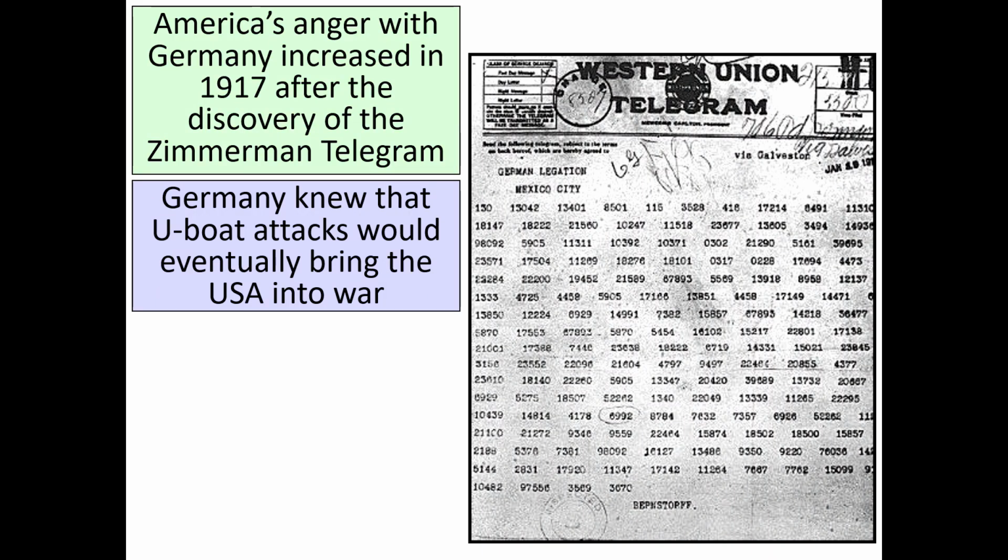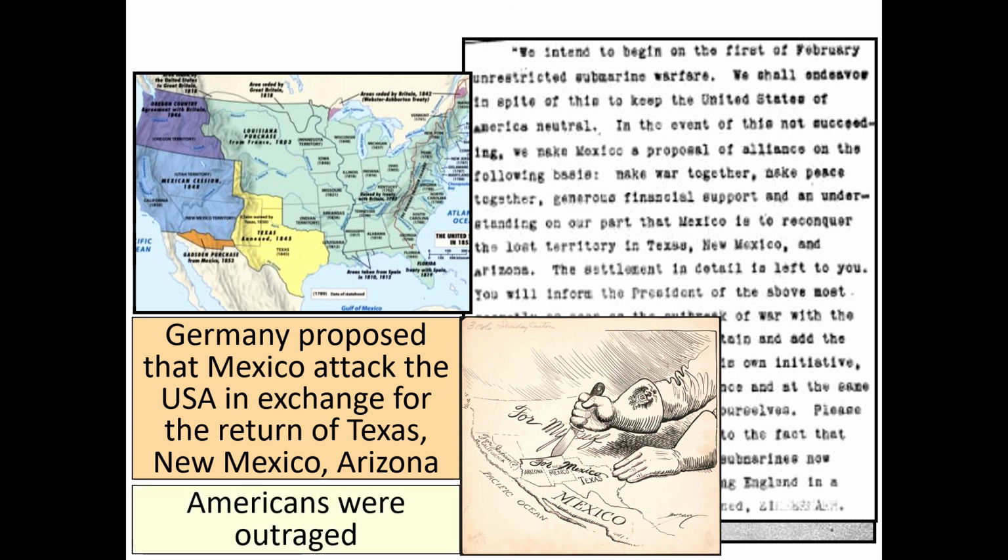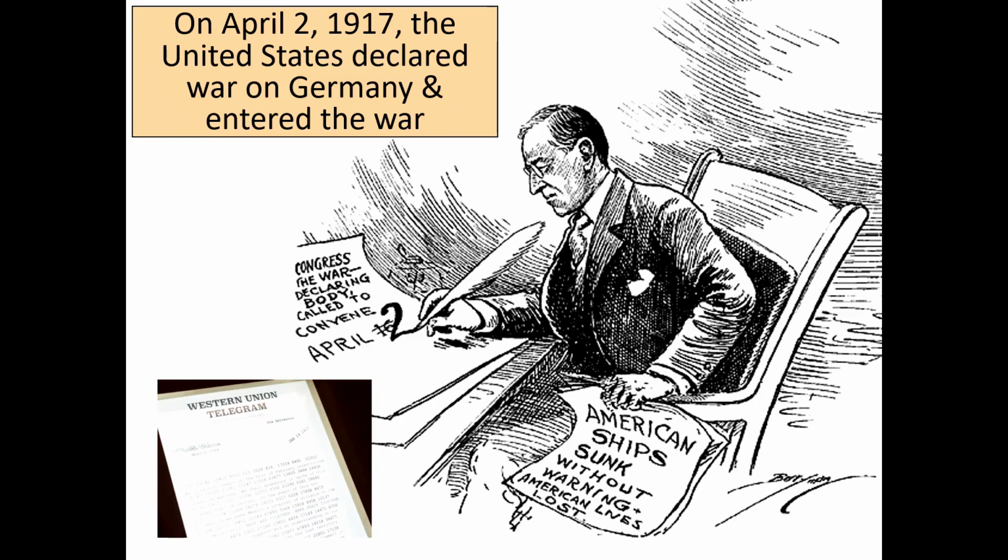America's anger with Germany increased in 1917 after the discovery of the Zimmermann telegram. Germany knew that U-boat attacks would eventually bring the USA into the war. So Germany sent a telegram to Mexico proposing that Mexico attack the USA in exchange for the return of Texas, New Mexico, and Arizona. Mexico declined the offer, and Americans were outraged. On April 2, 1917, the United States declared war on Germany and entered the war.